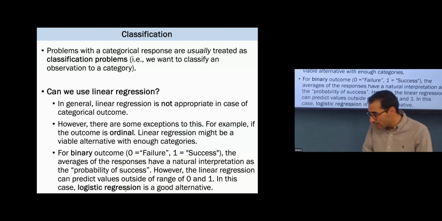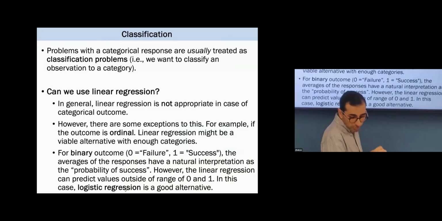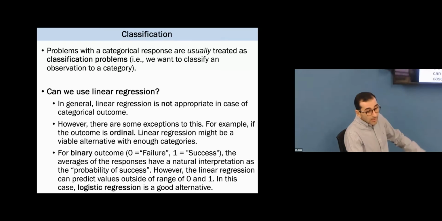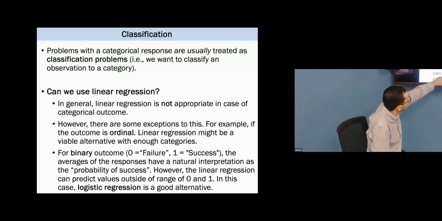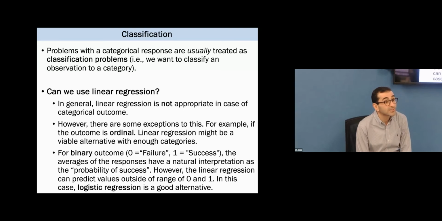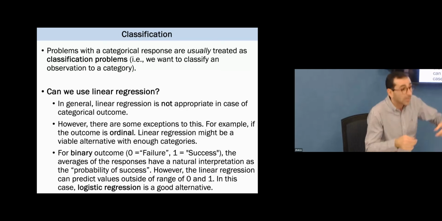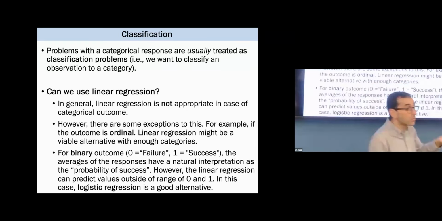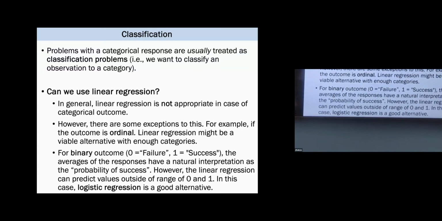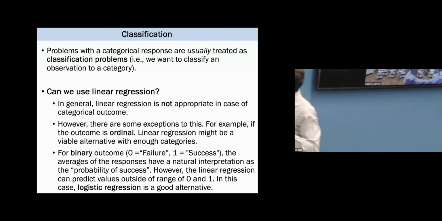Now, in this case, things may be better if you apply the linear regression. In the case of a binary outcome, our predicted response variable, the average of the predicted values, will be equal to the probability of success. So if you have a linear model and a binary outcome, let's say failure 0, success 1, then we can show that our y hat is nothing else but the probability that you're going to get a success.